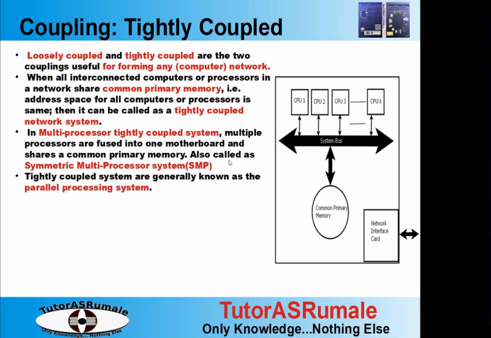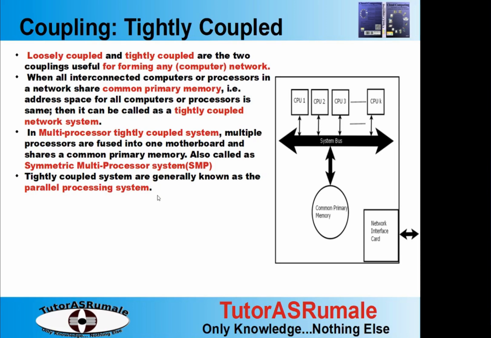Tightly coupled systems are generally known as parallel processing, because you have CPU 1, CPU 2, CPU 3 up to CPU K. You can execute program 1 on CPU 1, program 2 on CPU 2, program 3 on CPU 3, and so on. So you can execute programs in parallel, or execute parts of the same program on different CPUs. So it's called a parallel processing system, or also a high performance system.